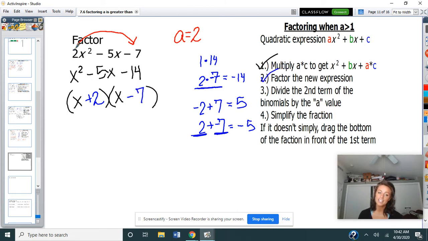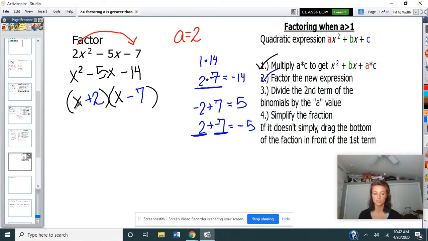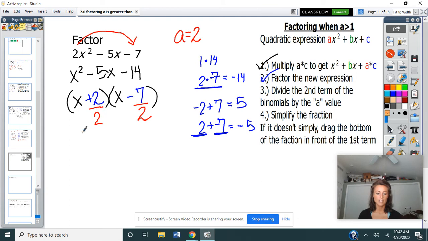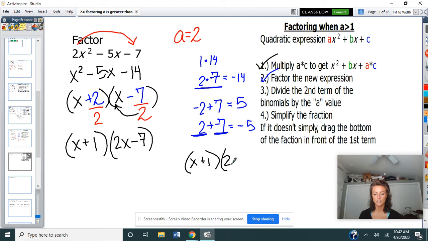Now, since we multiplied a in at first because of that a value, we need to now divide by the a. And that's what the third step is. Divide the second term of the binomials. These are both binomials. Divide the second term by the a value, which is 2. And then you simplify. This can be simplified. So it's going to be x plus 2 divided by 2 turns into just 1. And this can't be simplified. 7 and 2, 2 doesn't go into 7. There's no GCF. So we're going to drag that 2 up. So it'll be 2x minus 7. And that's my answer.